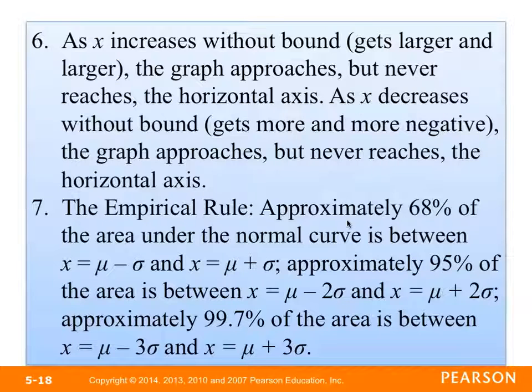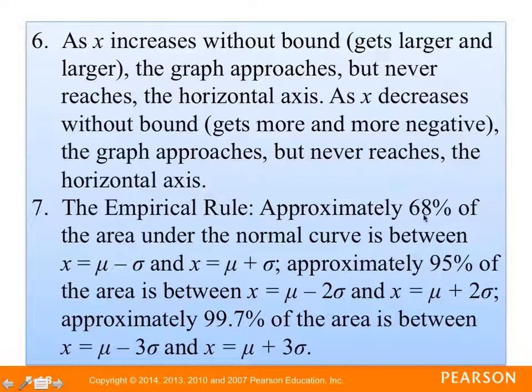And then also the empirical rule, which we've talked about before. You may remember it as the 68, 95, 99.7 rule. So what that tells us is that approximately 68% of the area under the normal curve is between mu minus sigma and mu plus sigma. Approximately 95% is between mu minus 2 sigma and mu plus 2 sigma. And 99.7% is between mu minus 3 sigma and mu plus 3 sigma.